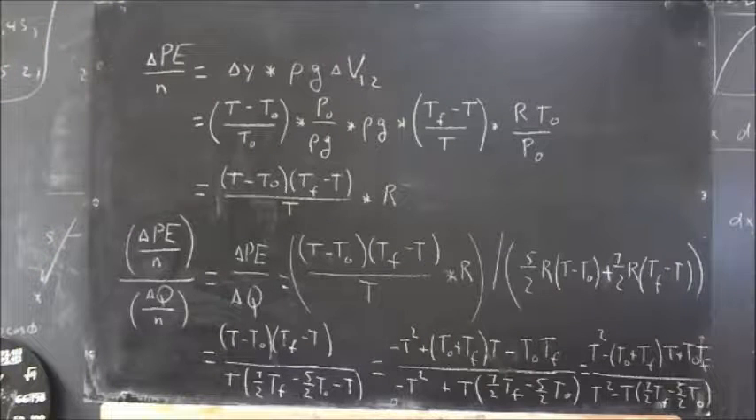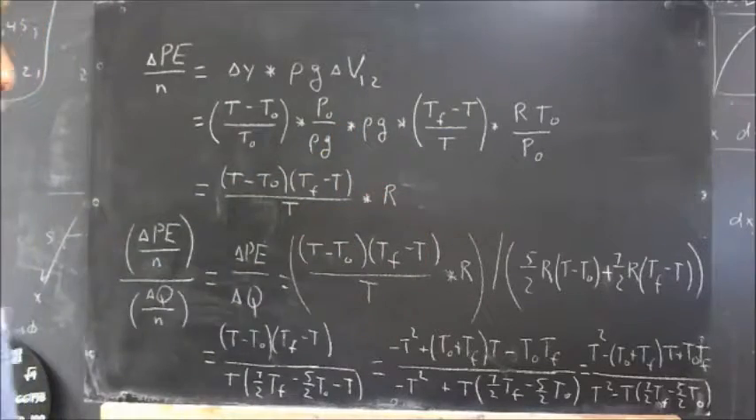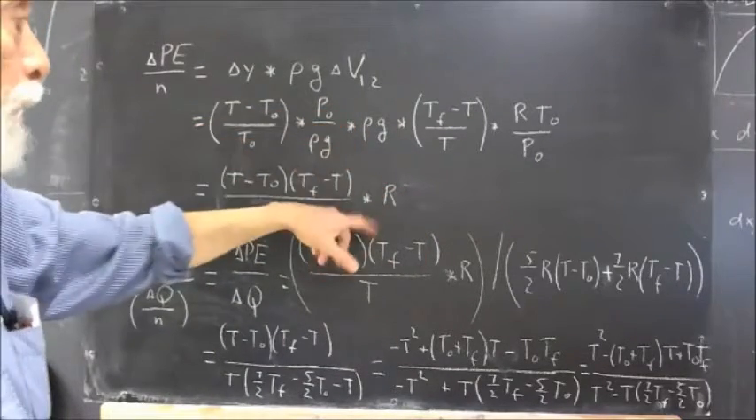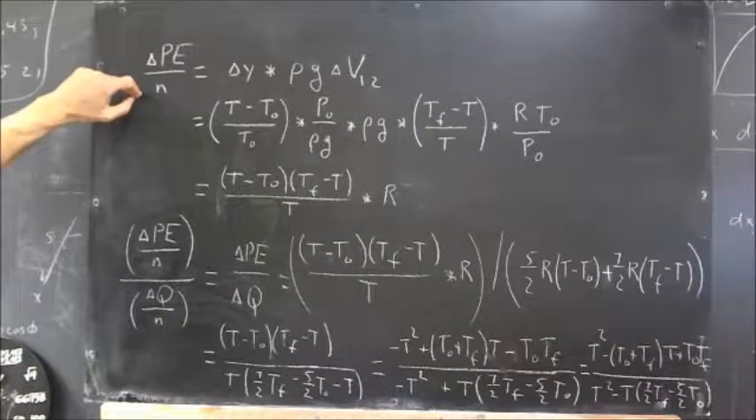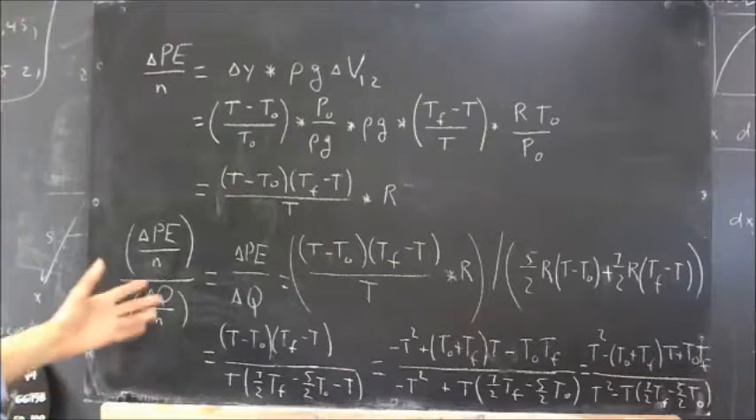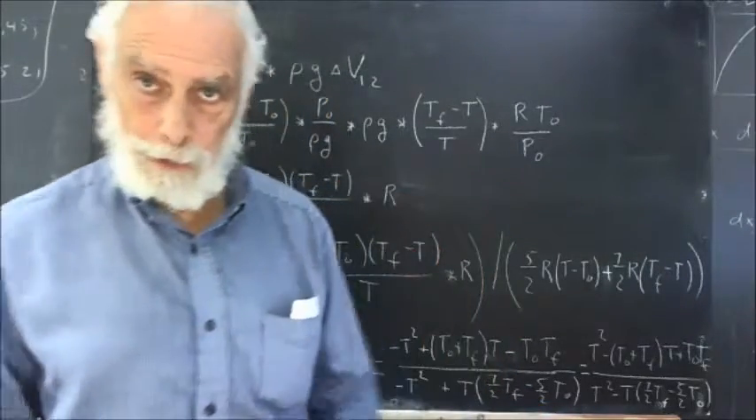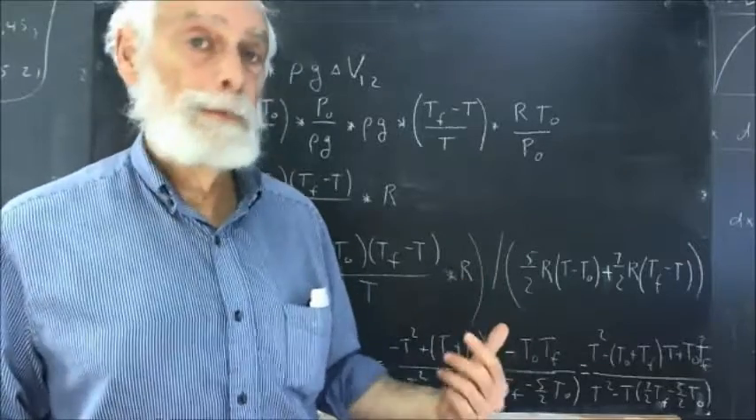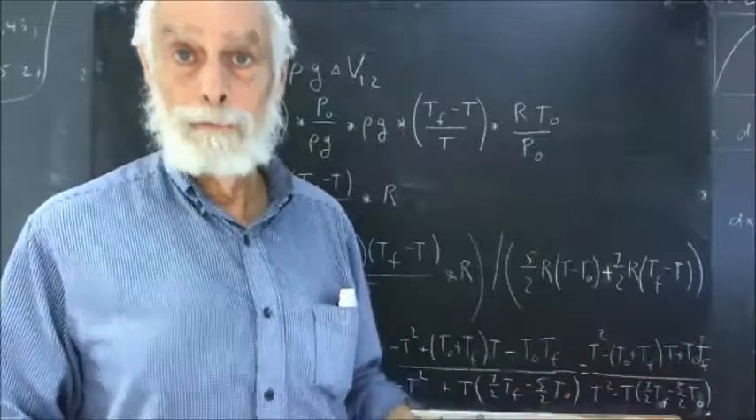Now, the units of R are joules per mole Kelvin. The units of temperature are Kelvin, so we end up with joules per mole, which is the unit we expect to get if we do potential energy change per mole. Okay. Now, the next question is, what's the ratio of the potential energy change per mole, which we've just seen, to the heat added per mole?